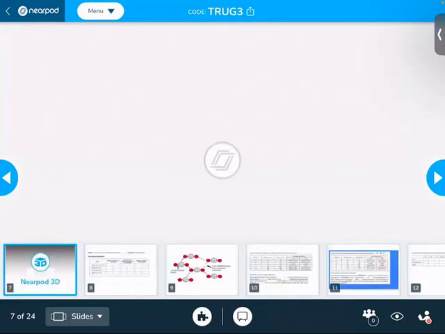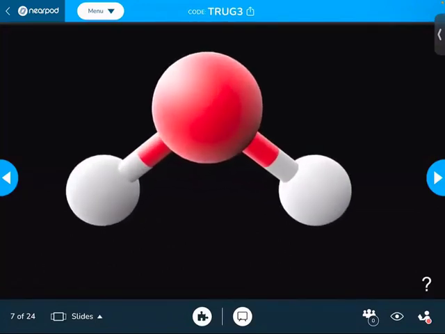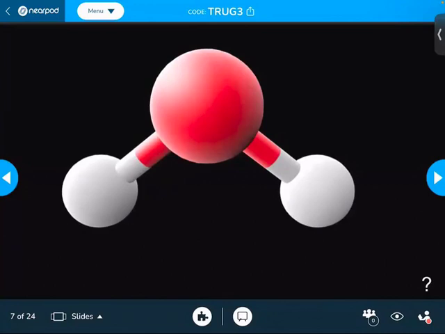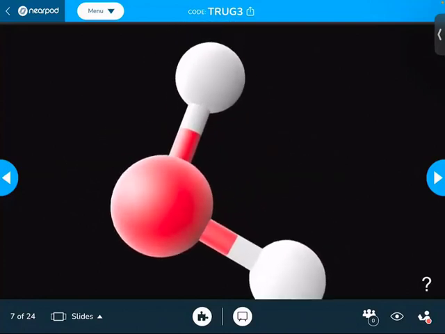Covalent compounds are slightly different. Well, they're very different actually. Covalent compounds are when you've got 2 non-metals stuck together. Now, this is supposed to be the molecule of water. I use that word molecule, and I didn't use it with ionic compounds. Ionic compounds do not form molecules.